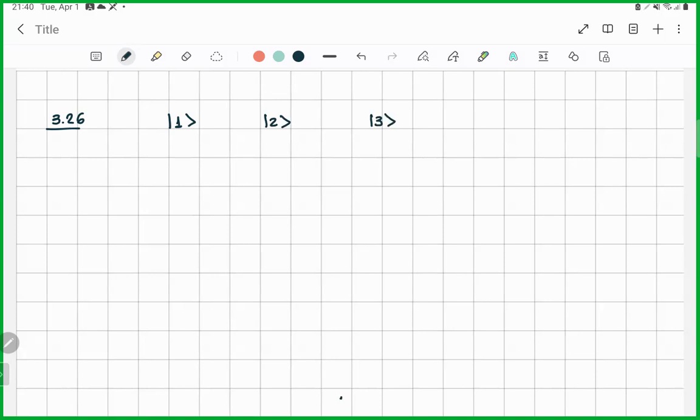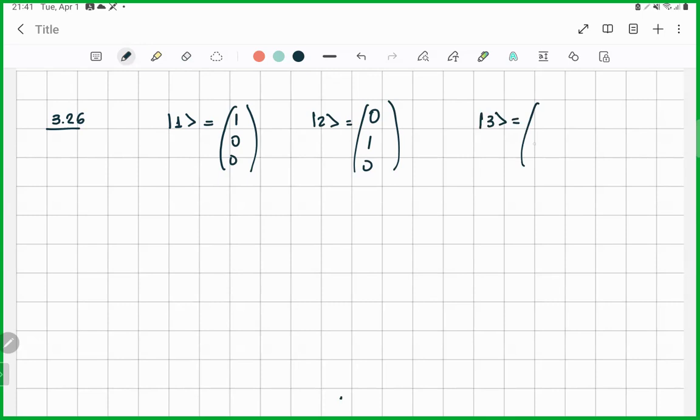If you want, we can write these three orthonormal vectors like this. This is 1, 0, 0. This is 0, 1, 0. And this is 0, 0, 1, right? Here we have three vectors. They are normalized and orthogonal, so they form an orthonormal basis.